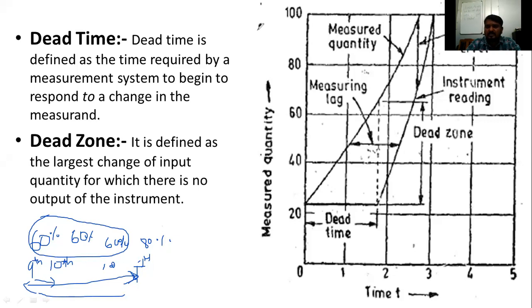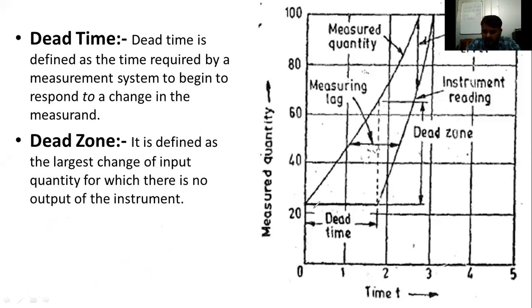Whatever the input is, we are giving the input, but there is no change in the output here. Output kuch bhi change nahi ho rahi. That is called dead time. Comparing with the actual value here, the actual value at this point is 65, but our case is 20 only. So from 20 to 65, whatever this zone is, we are going to call this the dead zone.